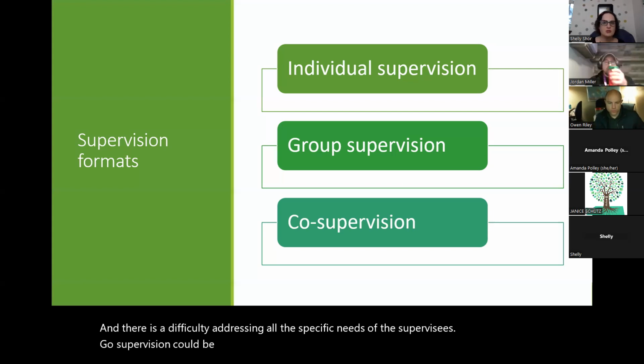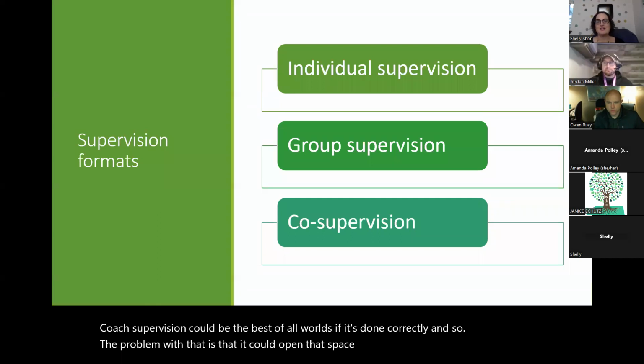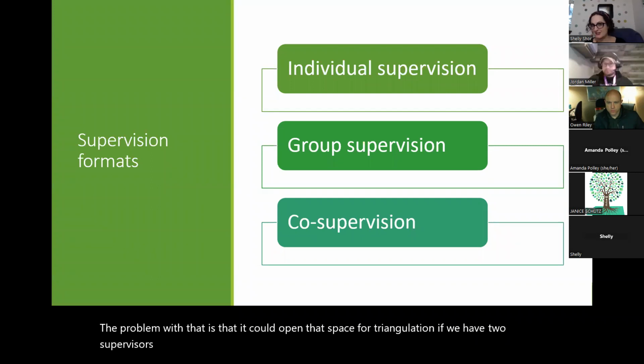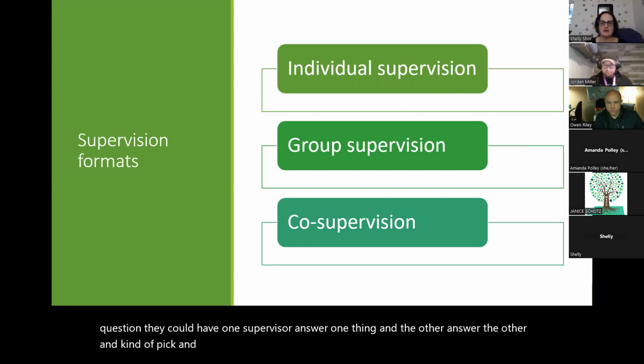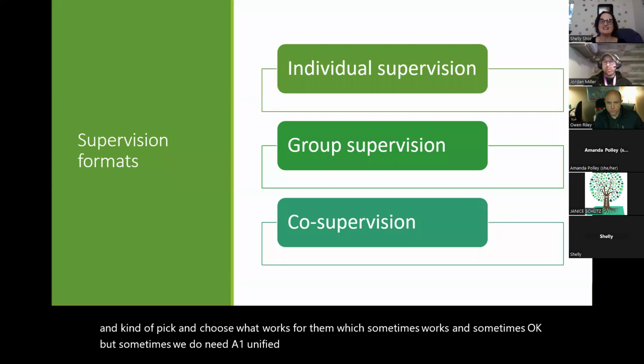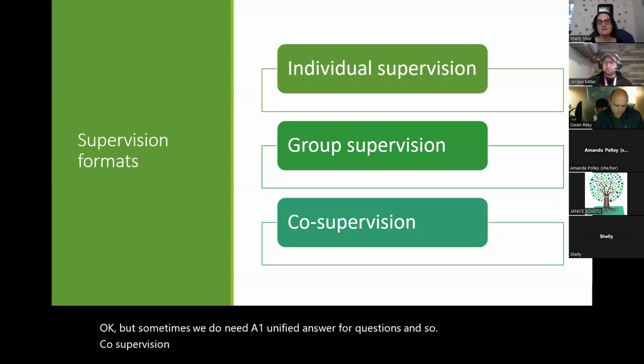Co-supervision could be the best of all worlds if it's done correctly. The problem with that is that it could open that space for triangulation. If we have 2 supervisors and someone who wants to get the right answer for their question, they could have one supervisor answer one thing and the other answer the other, and kind of pick and choose what works for them, which sometimes is okay, but sometimes we do need one unified answer for questions. And so co-supervision could work great if you have a good working relationship with your co-supervisor.